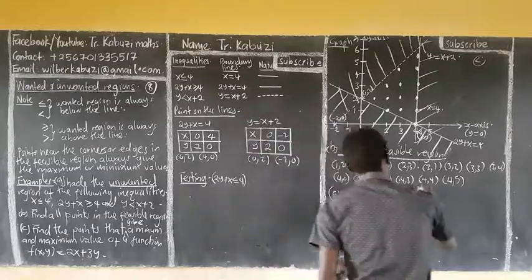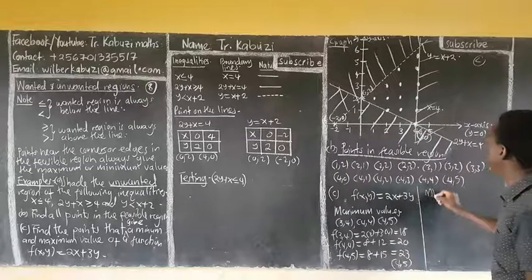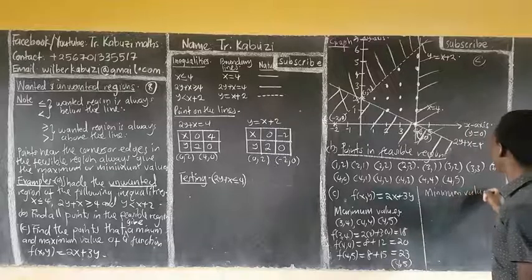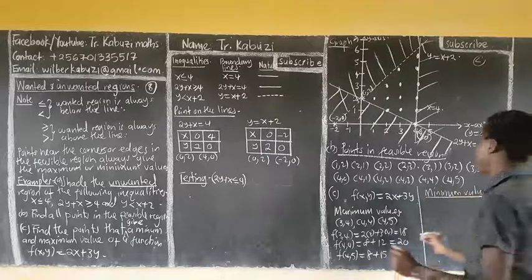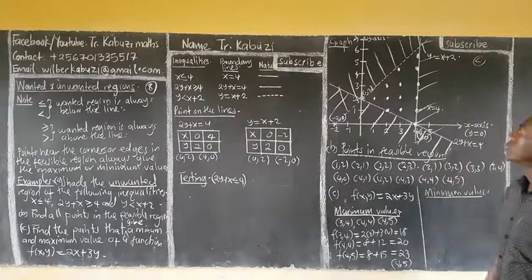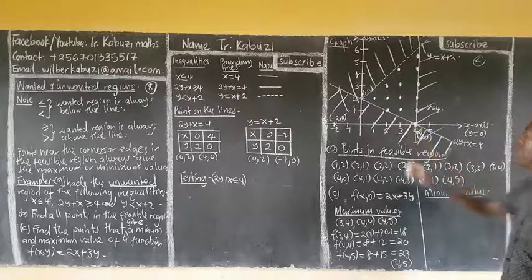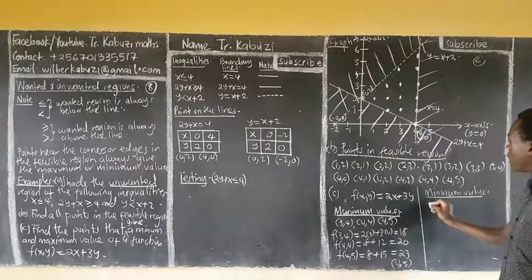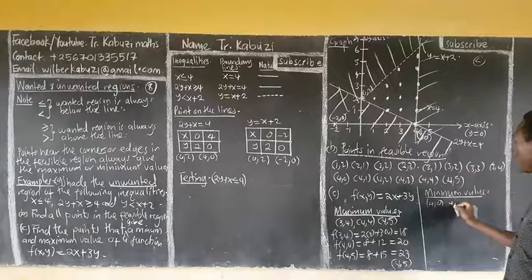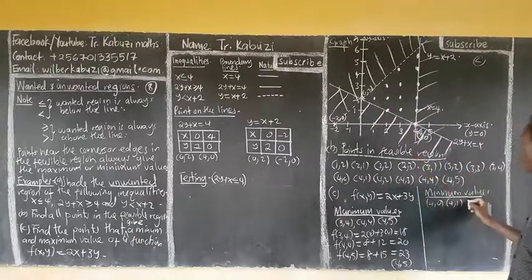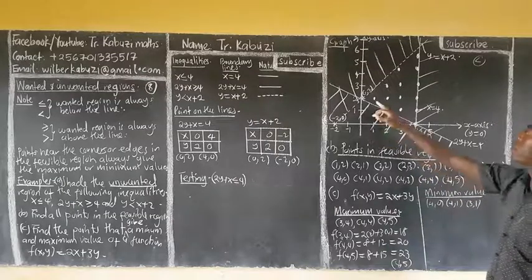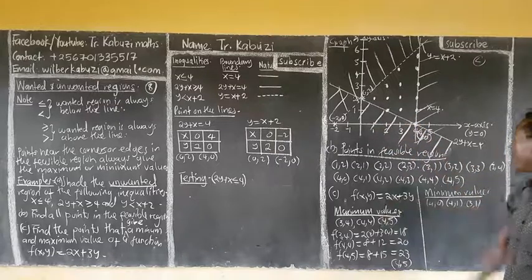Now when I come to the minimum value, we test points which are on corner edges but below. So you are going to test 4, 0. You can also test 4, 1. You can also test 3, 1. I think they want to give you the minimum.